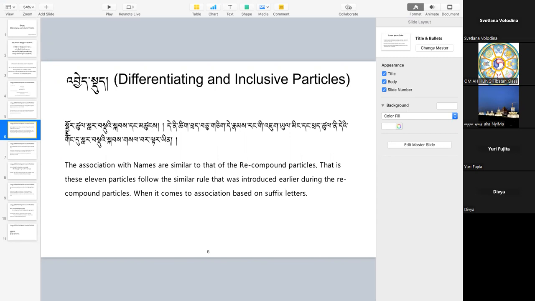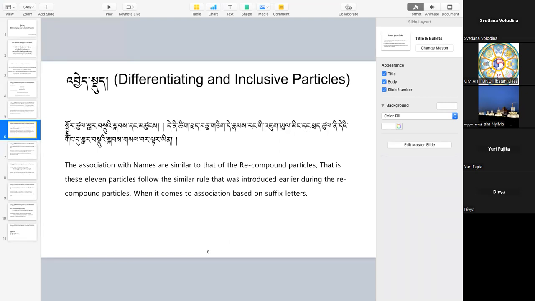That means the association with names is similar to that of the recompound. So we have already covered the recompound particles. That particular particle was covered under the first grammatical case as a usage case. So these particles associate with the first grammatical case. And so we know the rules by which the recompound particles are associated with their particular names. And so these 11 follow the similar rule that was introduced earlier during the recompound particles when it comes to association based on suffix letter.